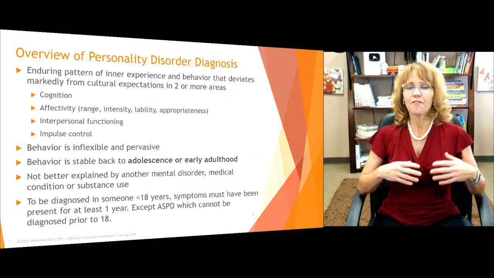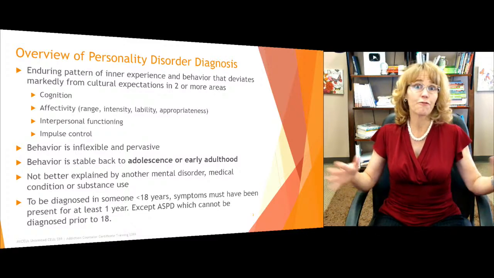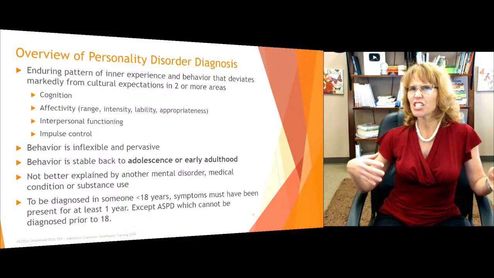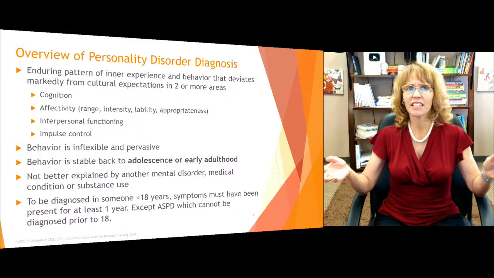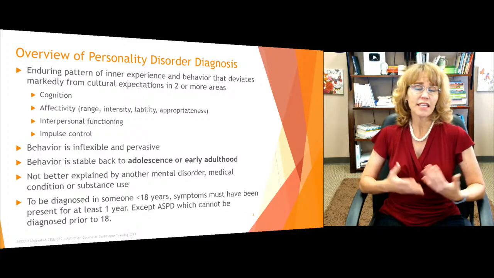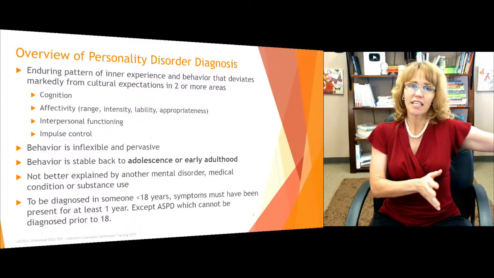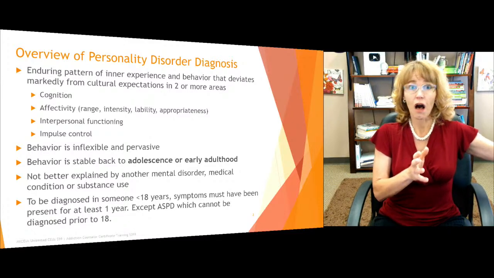However, if you're diagnosing antisocial personality disorder, you can't do it before age 18. And that's just one of those little gotchas in the DSM-5-TR. However, with antisocial personality disorder, generally prior to age 18, you're going to see conduct disorder.